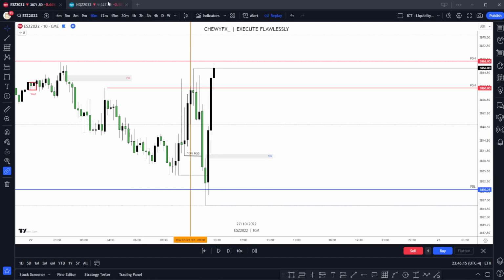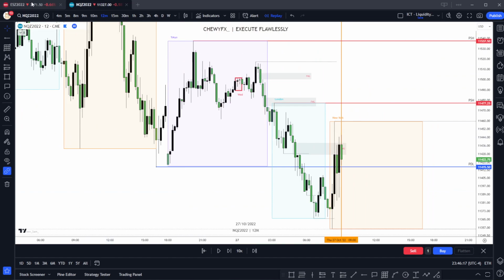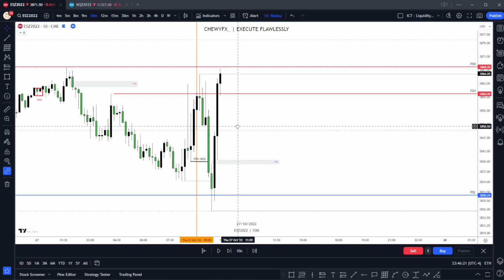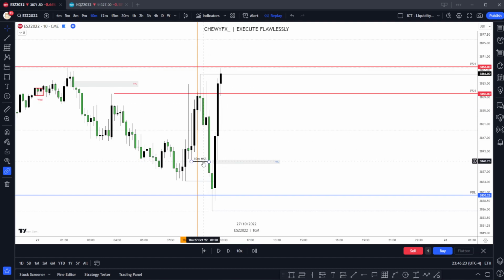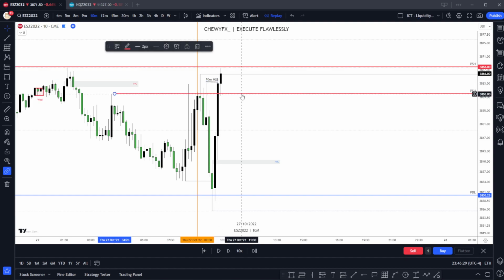So anyways, now it is 9 for both ES and NAS. So now what we want to do here is look for our EM2 models. Now the bias is aligned on both NASDAQ and on ES, which is very nice.